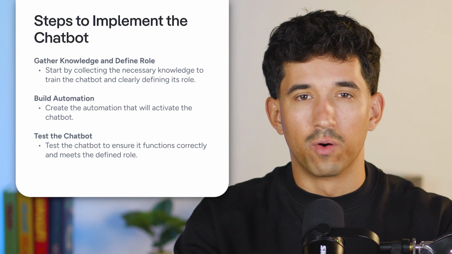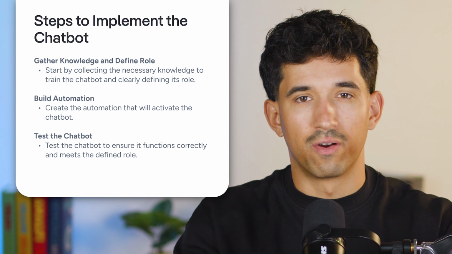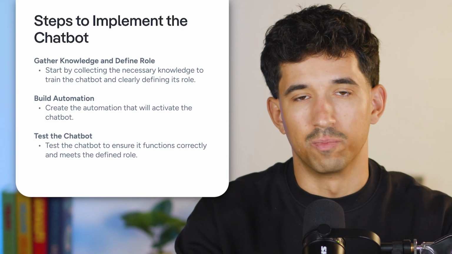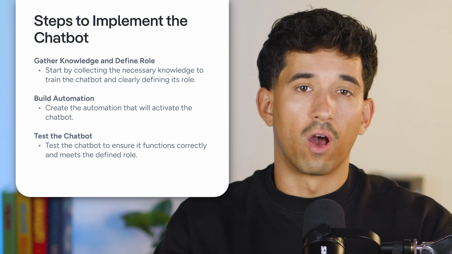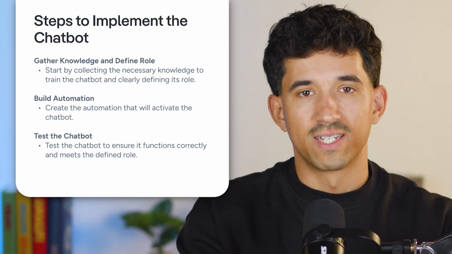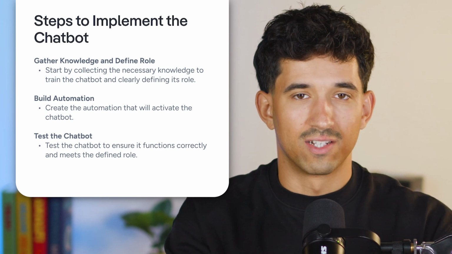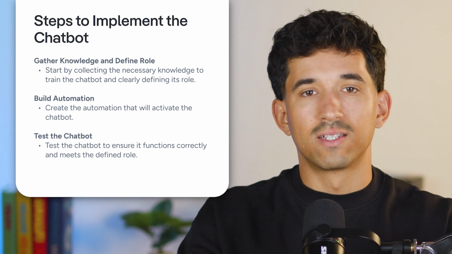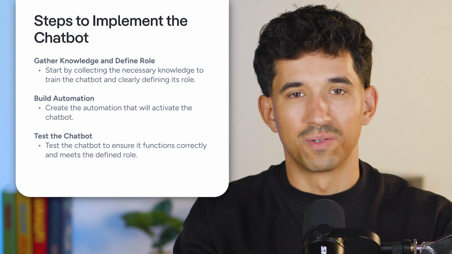In the first video, you already learned the basics about AI chatbots in SuperChat. You know how it can support your business and how the chatbot interacts with your customers. In this video, we'll build a simple chatbot together and go through all the steps in SuperChat. We'll start by gathering the knowledge to train the chatbot and defining its role. Then we'll set up the automation that activates the chatbot, and in the end, I'll show you the chatbot in action. So let's get started with the first part.